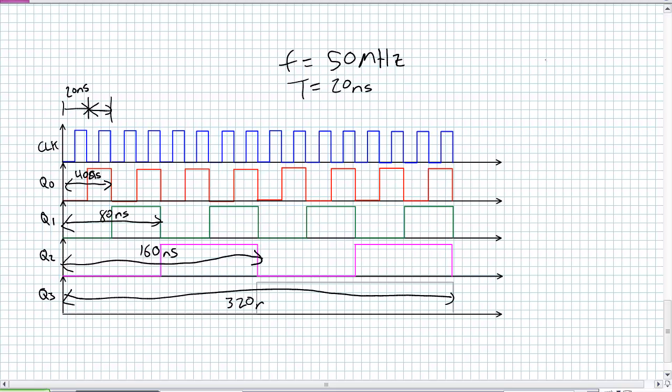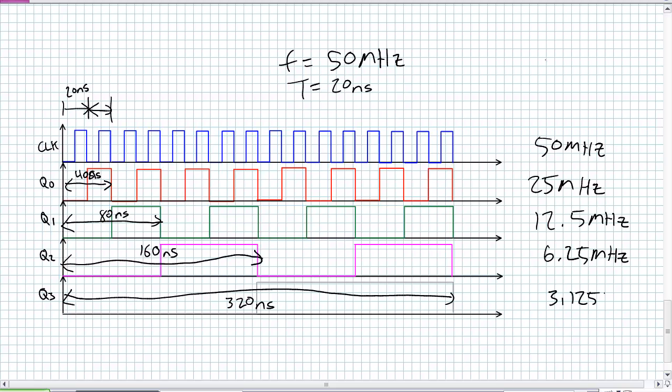It's frequency division. You go ahead and run the numbers. What's the frequency of Q0? It's half of what you started with. What's the frequency of Q1? It's half of Q0, which is a quarter of what you started with, if you started out with 50 megahertz. What is Q2? It's half of Q1, or an eighth of what you started with. Okay, 6.25 megahertz. And finally, what's the frequency for Q3? It's half of Q2, or in this particular case, a 16th of what you started with, 3.125 megahertz.